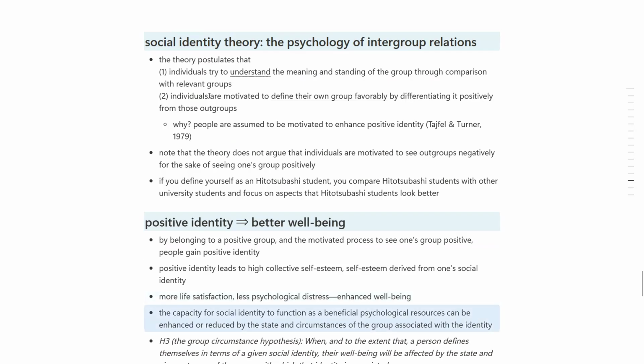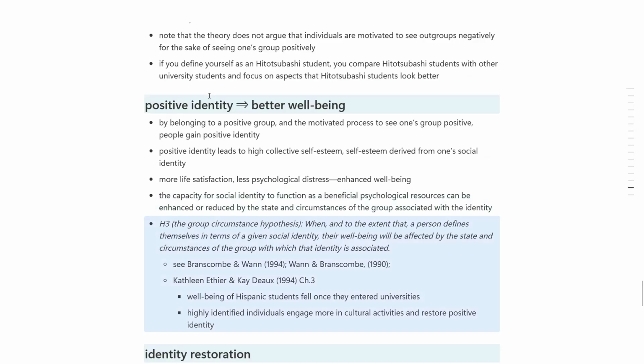And the capacity for social identity to function as a beneficial psychological resource can be enhanced or reduced by the state and circumstances of the group associated with the identity. So here is hypothesis 3, the group circumstance hypothesis. When and to the extent that a person defines themselves in terms of a given social identity, their well-being will be affected by the state and circumstances of the group with which that identity is associated.